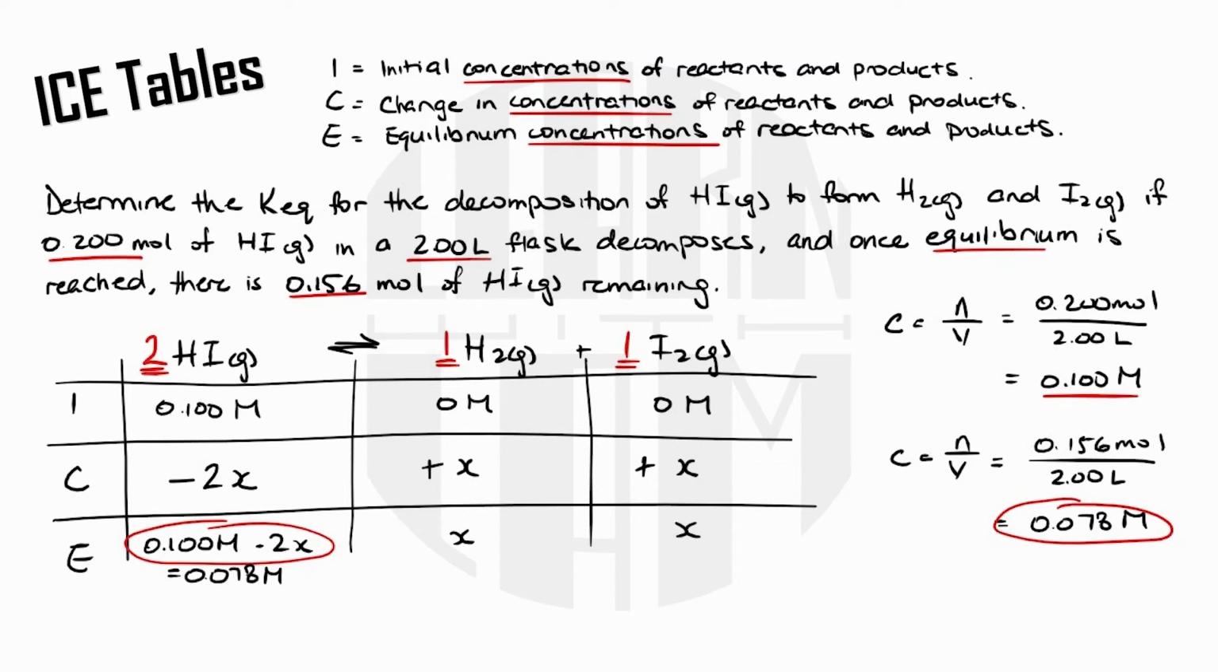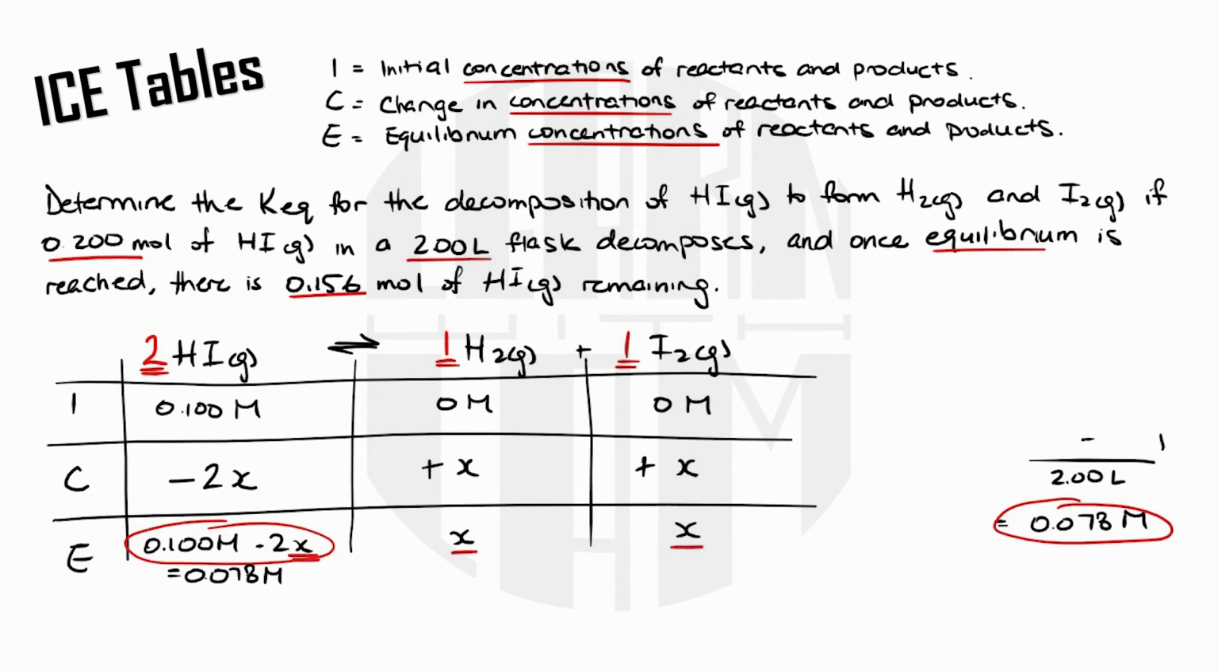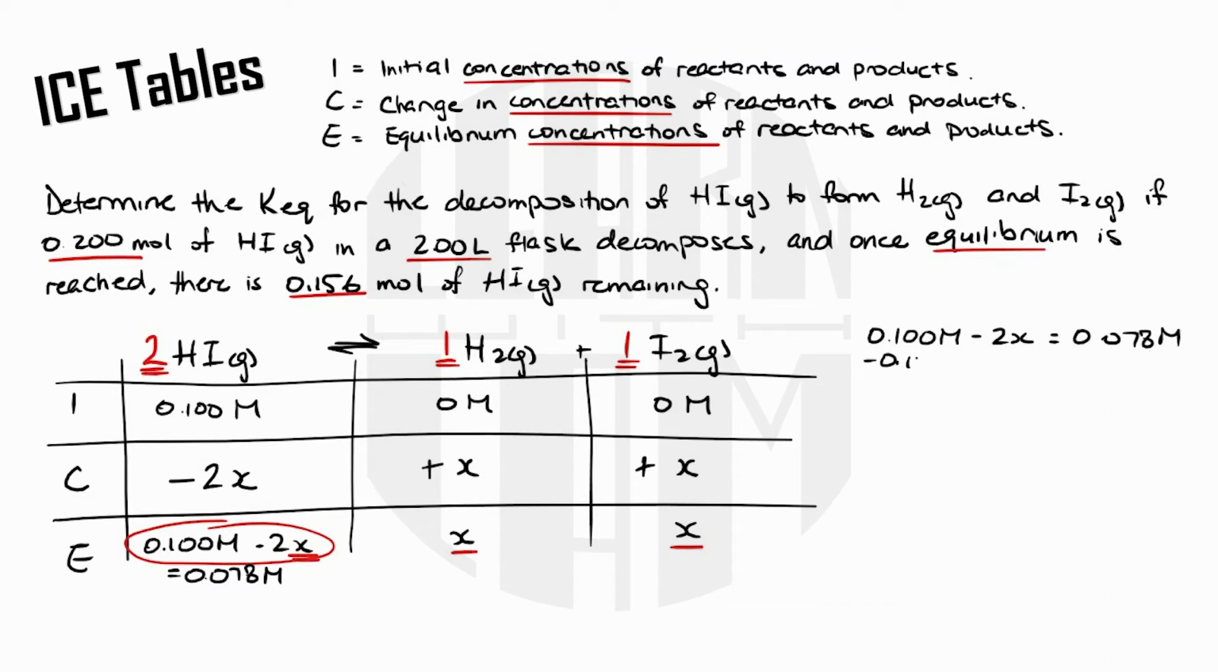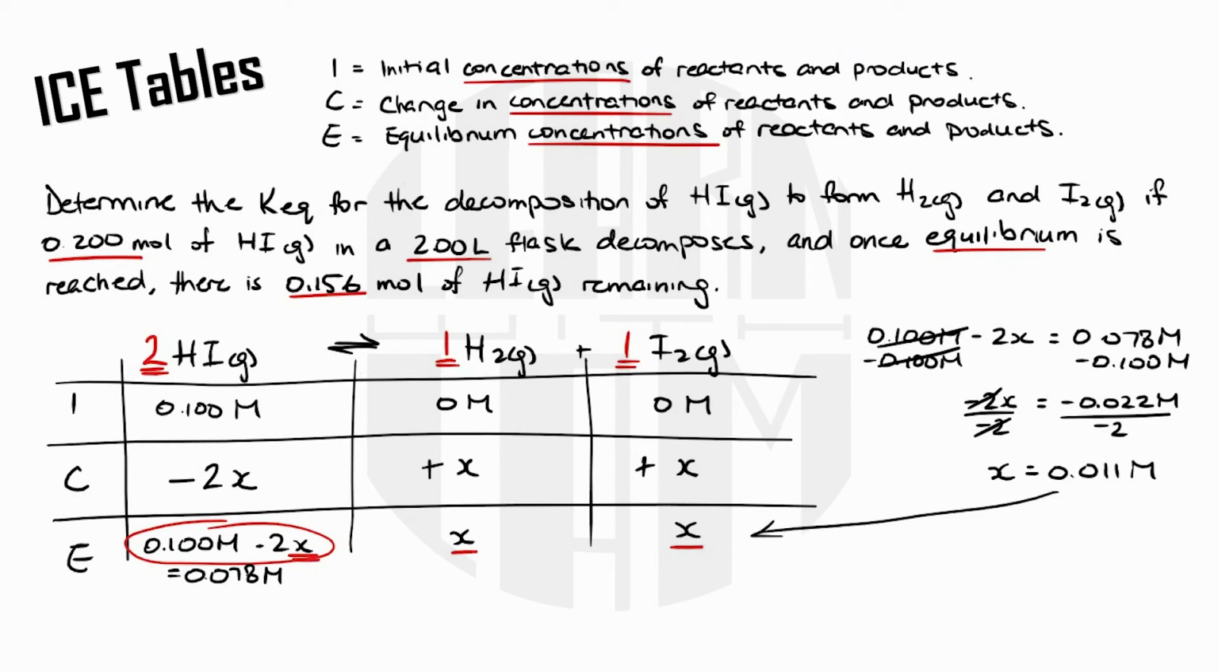So now I've got a nice equation to help me solve for X, which will give me all the equilibrium concentrations I need. So let's just clean this up a bit here, make some room. And now I've got 0.100 molar minus 2x equals 0.078 molar. Subtract 0.100 molar from both sides, and I get negative 2x equals negative 0.022 molar, and I'll divide both sides by negative 2, which means X equals 0.011 moles per liter, and I can substitute that number here and here.